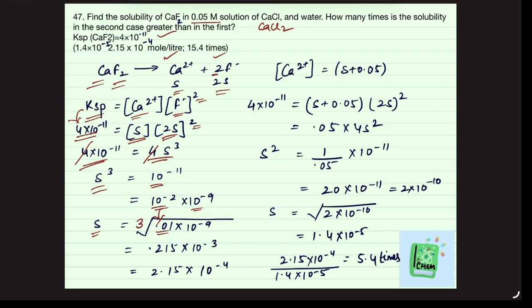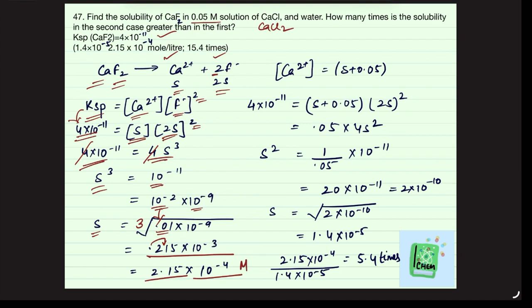Solving, the value of solubility comes to 0.215 into 10 to the power minus 3. Shifting the decimal one place to the right, this becomes 2.15 into 10 to the power minus 4. This is the solubility of calcium fluoride in water. That is 2.15 into 10 to the power minus 4 moles per liter. The solubility is in moles per liter.